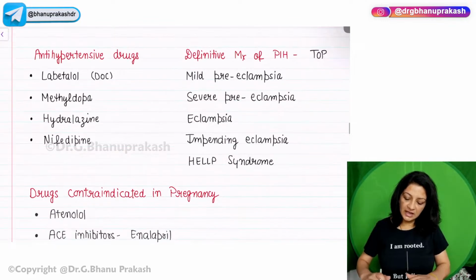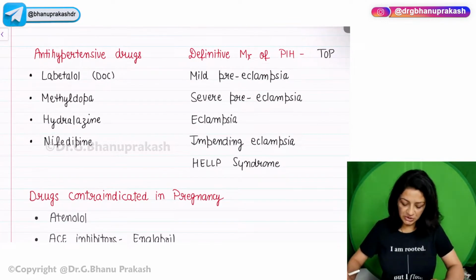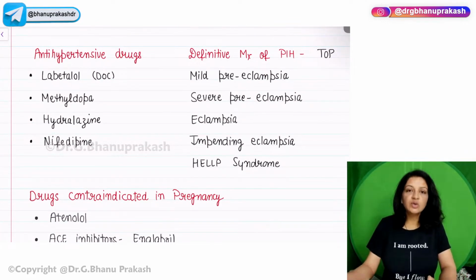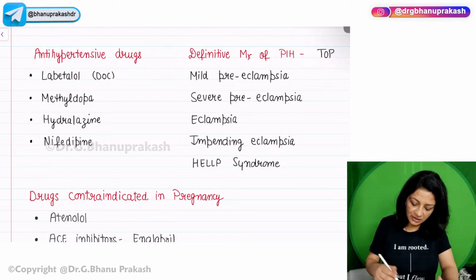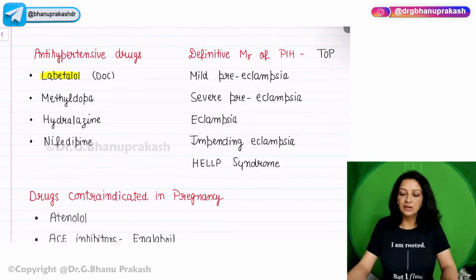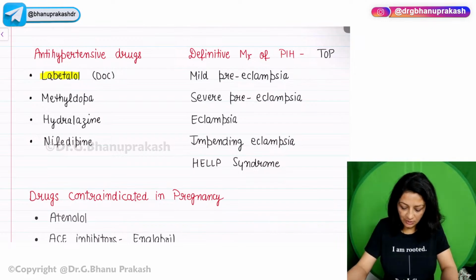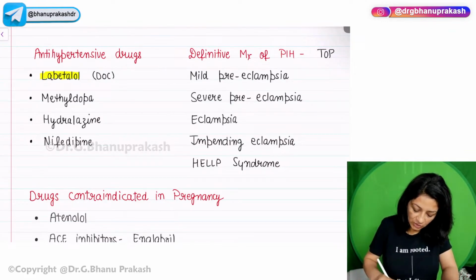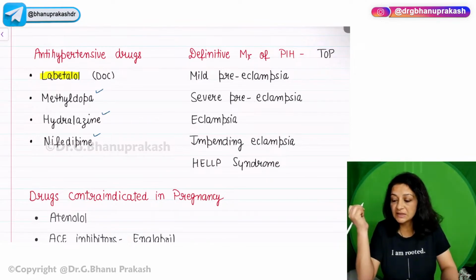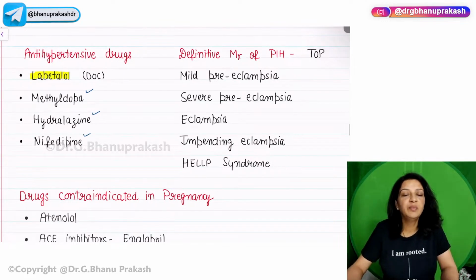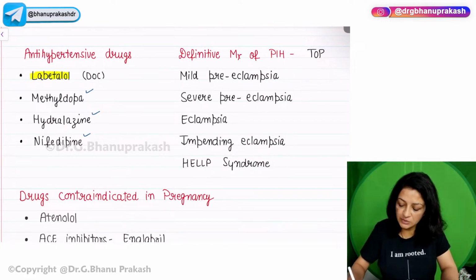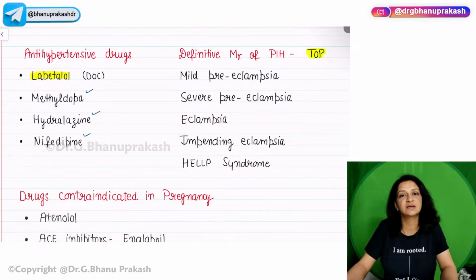So management in case of pregnancy induced hypertension. अगर तुम्हारे पास patient आ रहा है with hypertension, only hypertension, raised BP, then drug of choice will be labetalol. You can give methyl dopa, hydralazine and nifedipine. But अगर पूछा जाता है drug of choice, that is labetalol. Definitive management of PIH is termination of pregnancy.